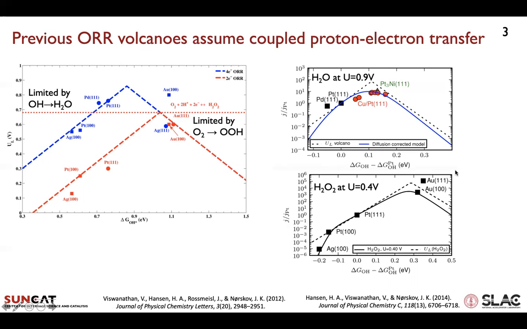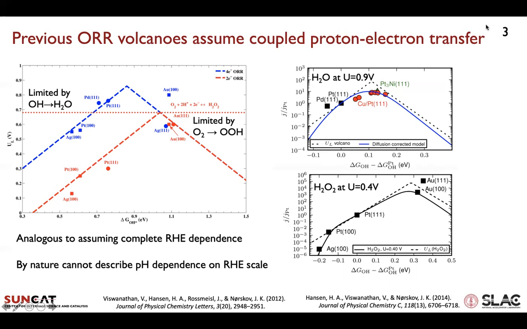Now, all of these methods rely on assuming that you're always transferring protons and electrons at the same time, that they are always transferred coincidentally. And so this is analogous to the experimental reversible hydrogen electrode and seeing things that are completely dependent on that reversible hydrogen electrode. But by nature, because they assume this proton and electron transfer happens at the same time, they can't describe pH dependence on that reversible hydrogen electrode scale. And while that's useful in some situations, we can see some places where there are limitations, and we'll go over that now.